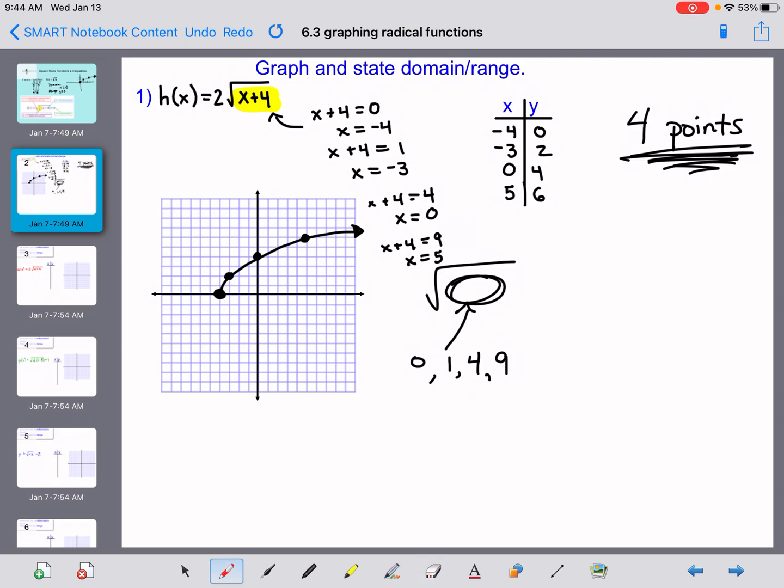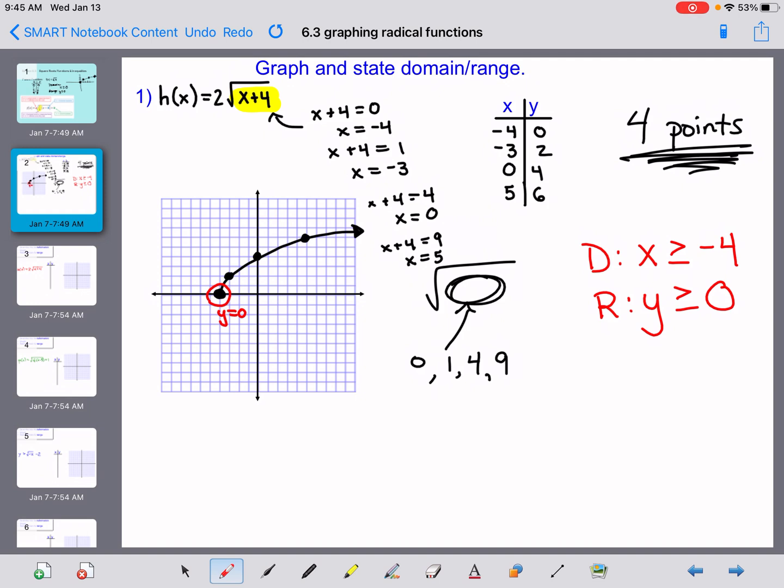And then let's state the domain and range. So the domain is all the x values have to be greater than or equal to, right? What's our first x value? Our first x value was -4, and then we graphed it to the right. So everything has to be greater than -4. And what about my range? All the y values are above. What's the smallest y value we used? The smallest y value we used was 0. So all the y values are above 0.